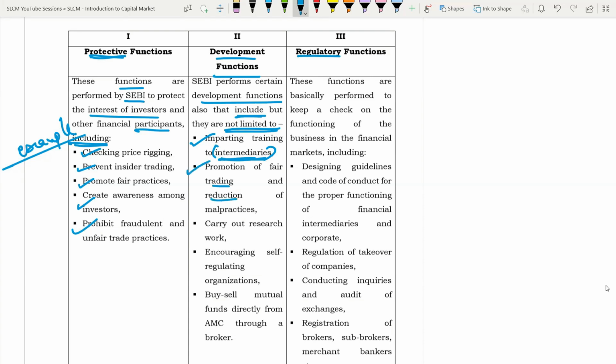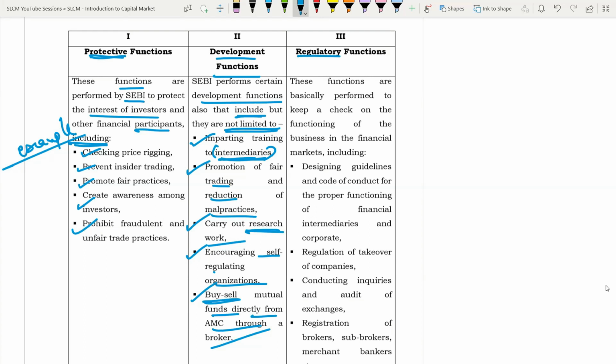Promotion of fair trading and reduction of malpractices, and carrying out the necessary research work about what is happening in other parts of the world. How we can further improve our market? If they find a particular error or defect in the market, how can we rectify it? Such research work is required. Encouraging self-regulatory organizations, and buying and selling mutual funds directly through the asset management company or through brokers. These are the development functions.